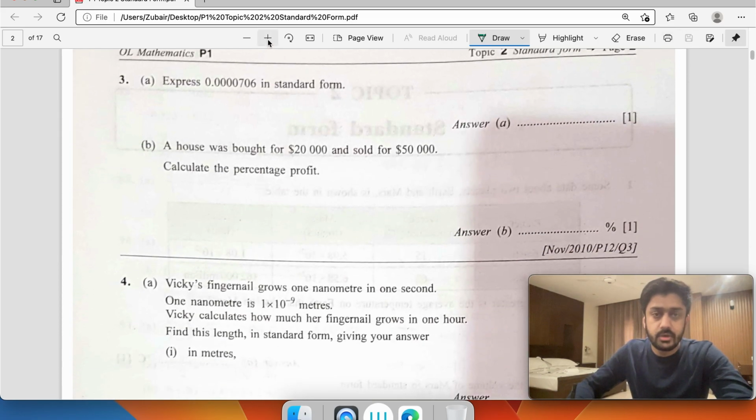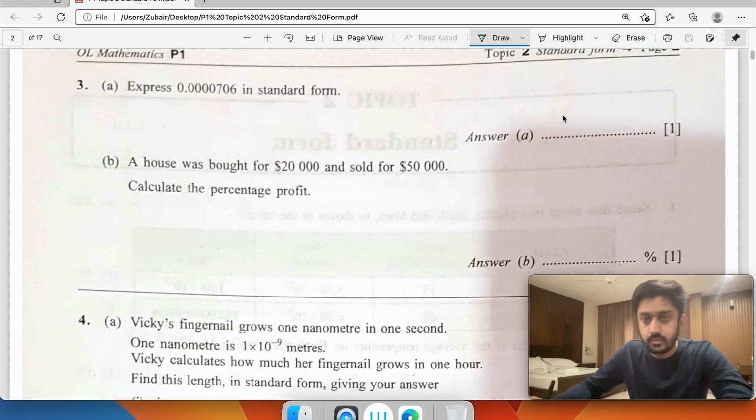Express this as standard form. So first digit, decimal, and count them 1, 2, 3, 4, 5. So times 10 raised to the power minus 5.